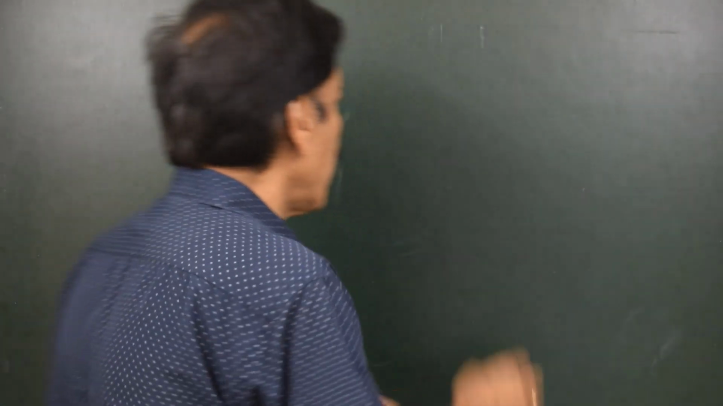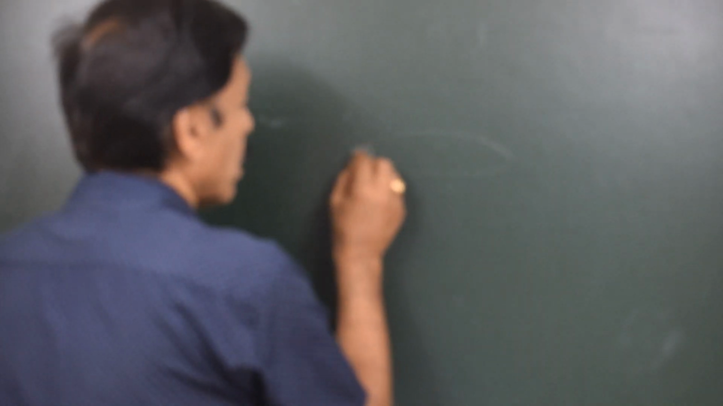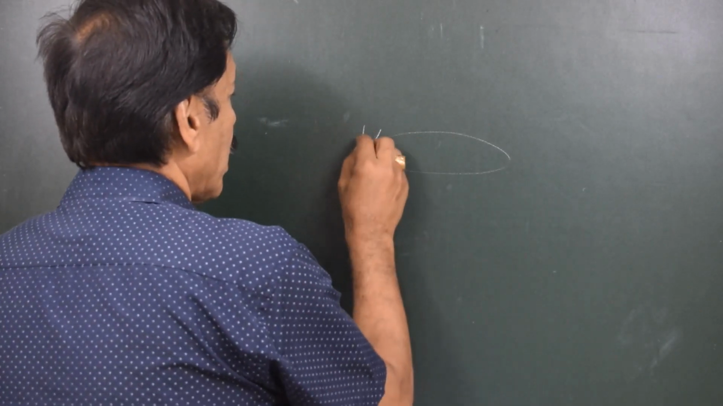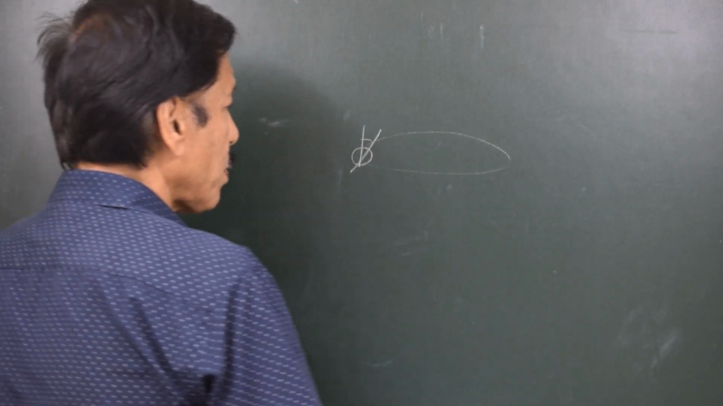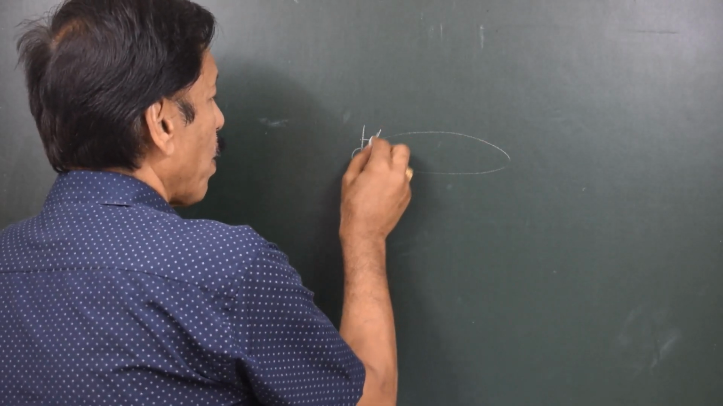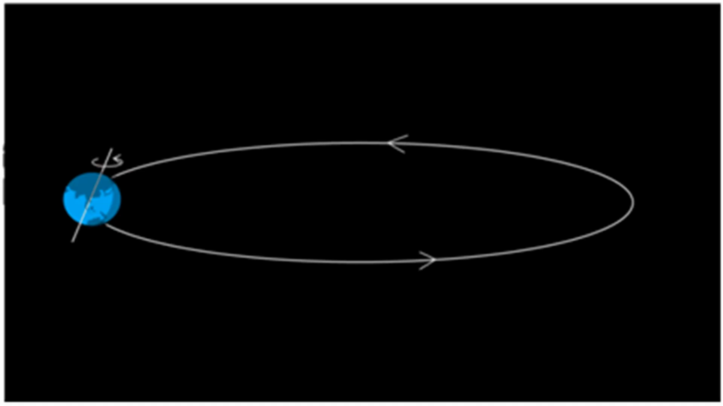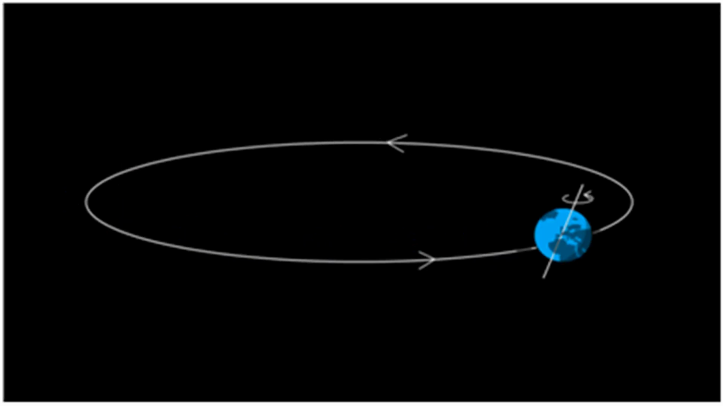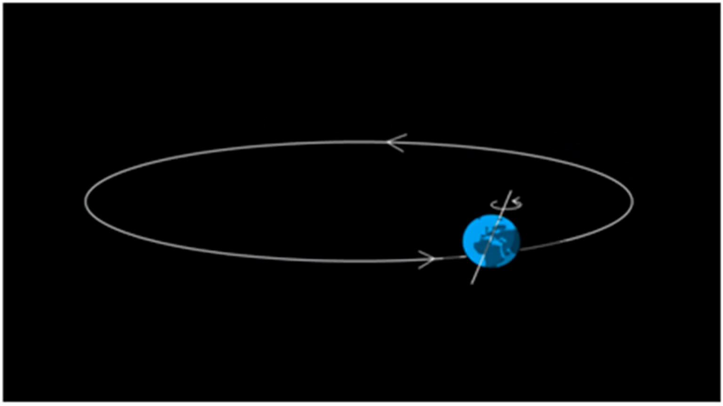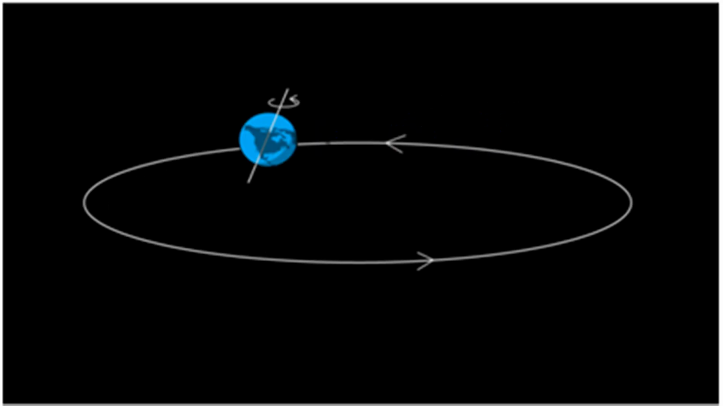Explaining it in a simple diagram, suppose this is the orbit, this is the Earth, right? And the Earth is tilted by about 23.5 degrees. It's not perpendicular. The Earth's axis of rotation is not perpendicular to the plane of ecliptic. It is tilted by 23.5 degrees.